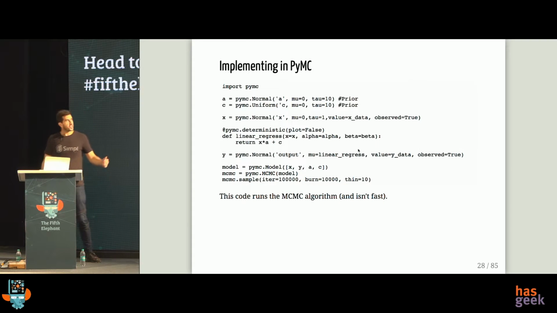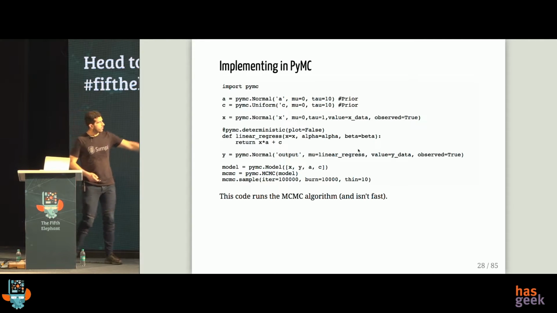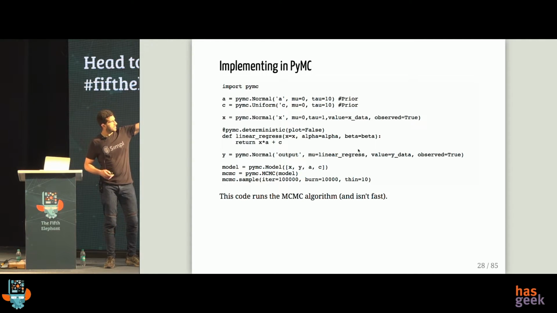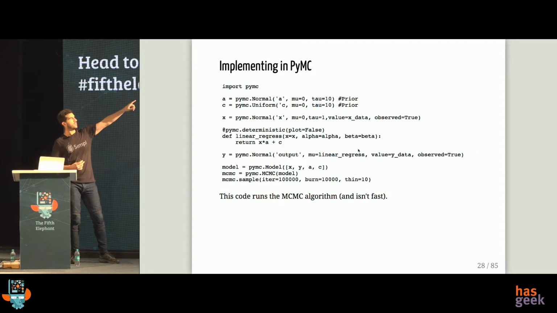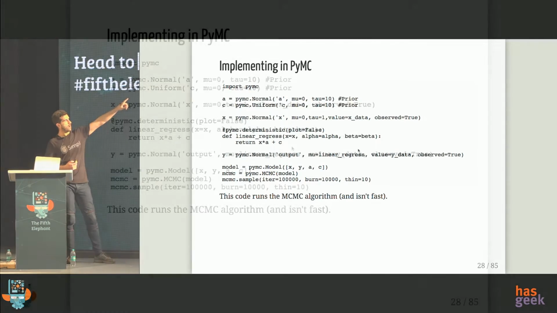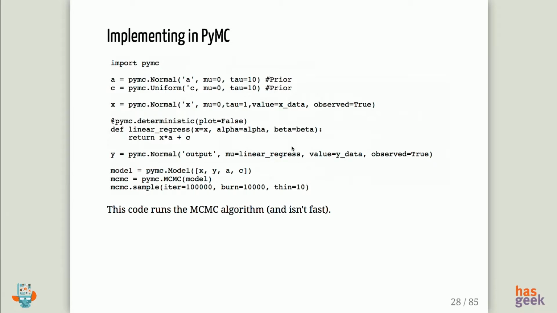So here's the implementation in PyMC. We essentially set up our equation. We have this deterministic function, linear regression, and we apply a Python decorator to it. Prior to that, we specify the distributions our parameters come from. A and C are the constant terms in linear regression, and the value x is our data. So as you can see, we say value equals x data.